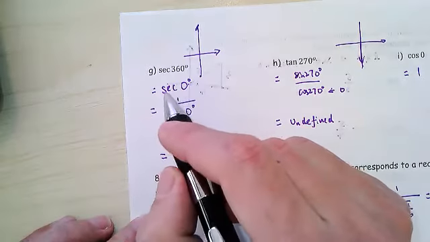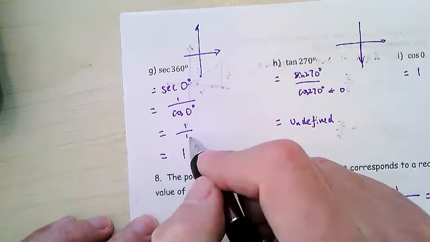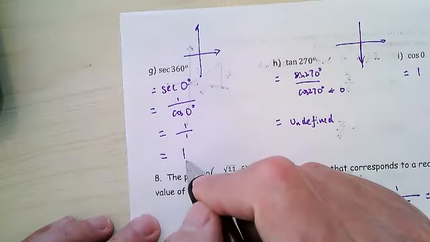What is the definition of secant? It's just 1 over cosine. Cosine 0 is just 1. So this answer is 1 over 1, which gives you 1 again.